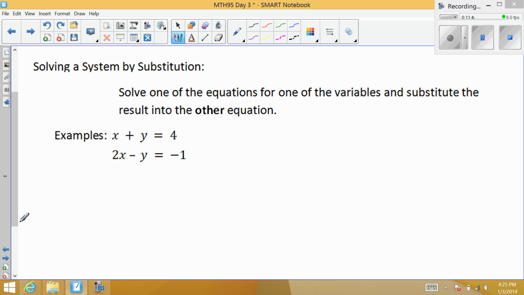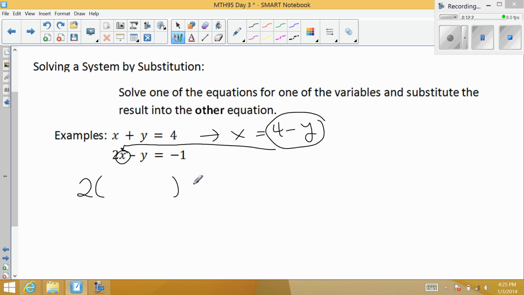So solving a system by substitution, the idea is to solve one of the equations for one of the variables and substitute the result into the other equation. So always take the simplest path possible. Look for an x or y that would be easy to solve for. In this equation, it would be very easy to solve for x or for y. I could simply subtract the y to the other side and say x is 4 subtract y. And then I'm going to take this, substitute it into the other equation in place of the x.